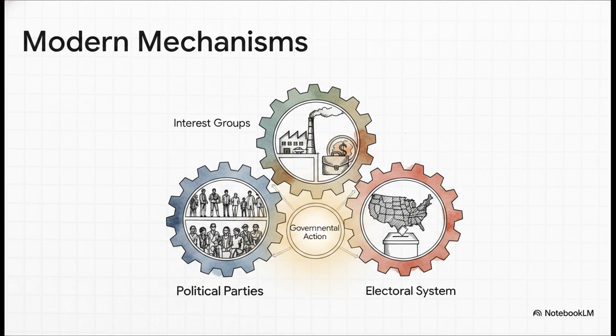Flash forward to today, and three main forces act as our primary interface with the government. First, political parties. They organize the candidates and get voters to the polls. Second, interest groups, representing everyone from massive businesses to labor unions and civil rights organizations, constantly seeking to influence congressional legislation and executive action. And third, the electoral system itself, which is heavily regulated by laws, constitutional provisions, and of course, the Electoral College. This is exactly how public preference translates into governmental action.